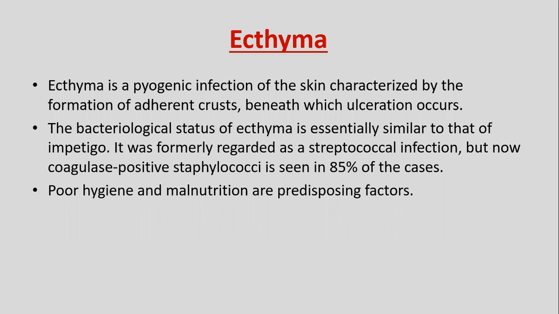Then comes ecthyma. Ecthyma is a pyogenic infection of skin that is characterized by formation of an adherent crust beneath which ulceration occurs. The bacteriological status of ecthyma is essentially similar to that of impetigo. It was formerly regarded as a streptococcal infection, but now coagulase positive staphylococci are seen in 85% of the cases. Poor hygiene and malnutrition are the predisposing factors.